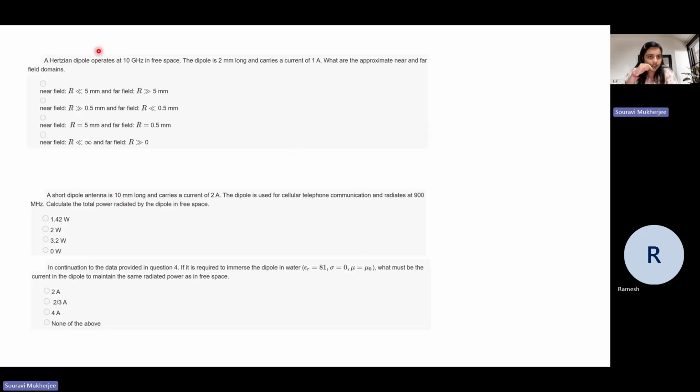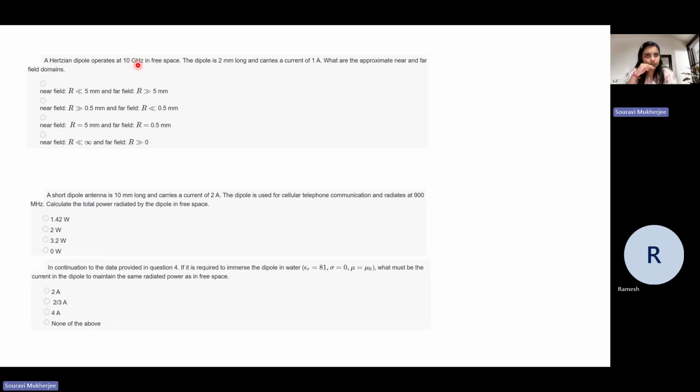Now there can also be questions like this, where you have a Hertzian dipole operating at a certain frequency in free space. So the medium property is given, the frequency is given, right? So that means you can find the wavelength from here. Be careful about the medium. If it was not free space and some other medium, then you have to consider the velocity of your wave in that medium and then accordingly find your wavelength.